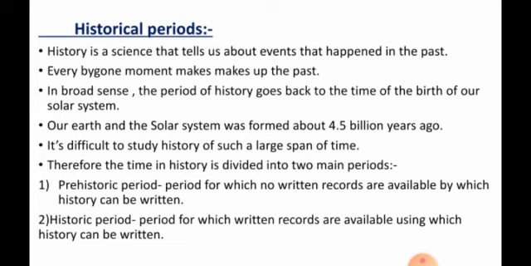So how could we study? And when we talk about history, specifically, how can we divide it? The time in history is divided into two main periods. The first is the prehistoric period. Prehistoric period means the period for which no written records are available by which history can be written. This we have already seen previously. It is prehistoric where there is no written record.